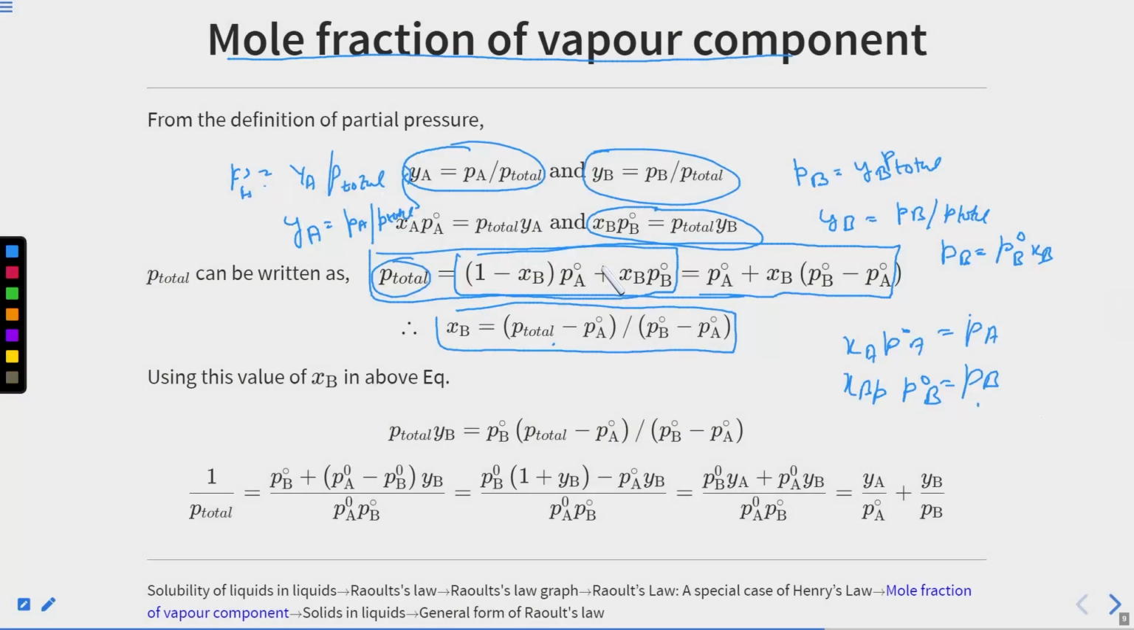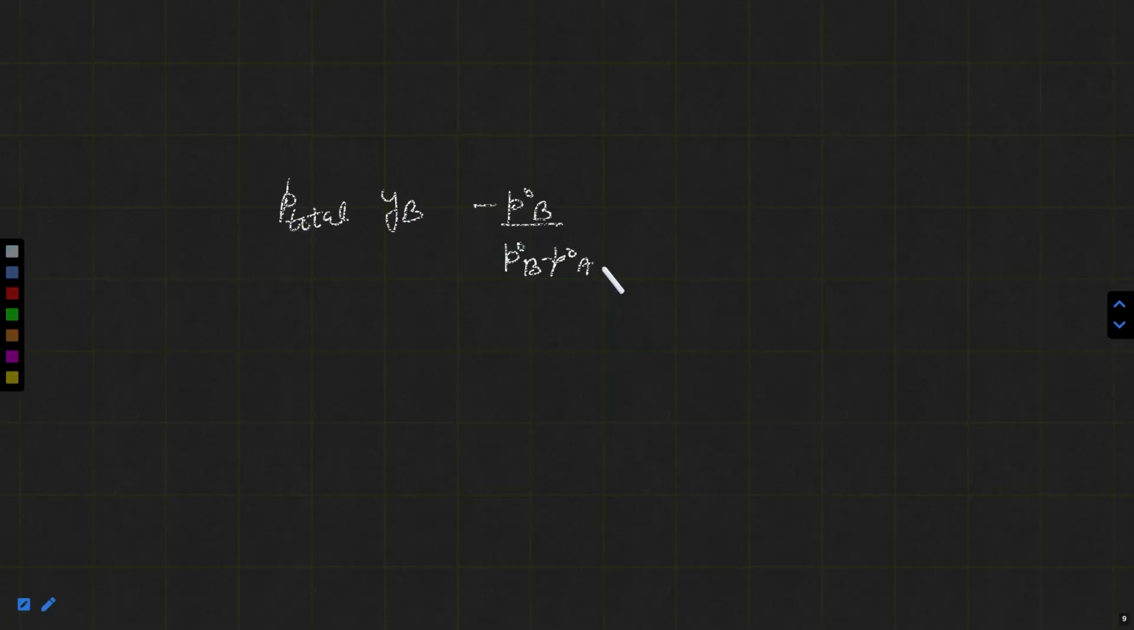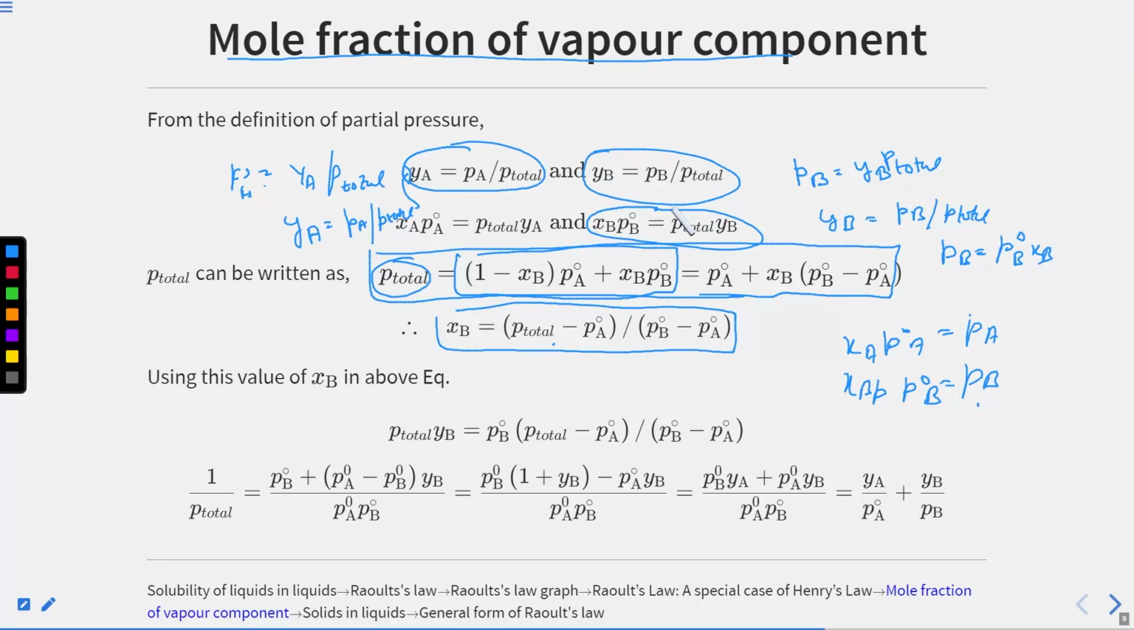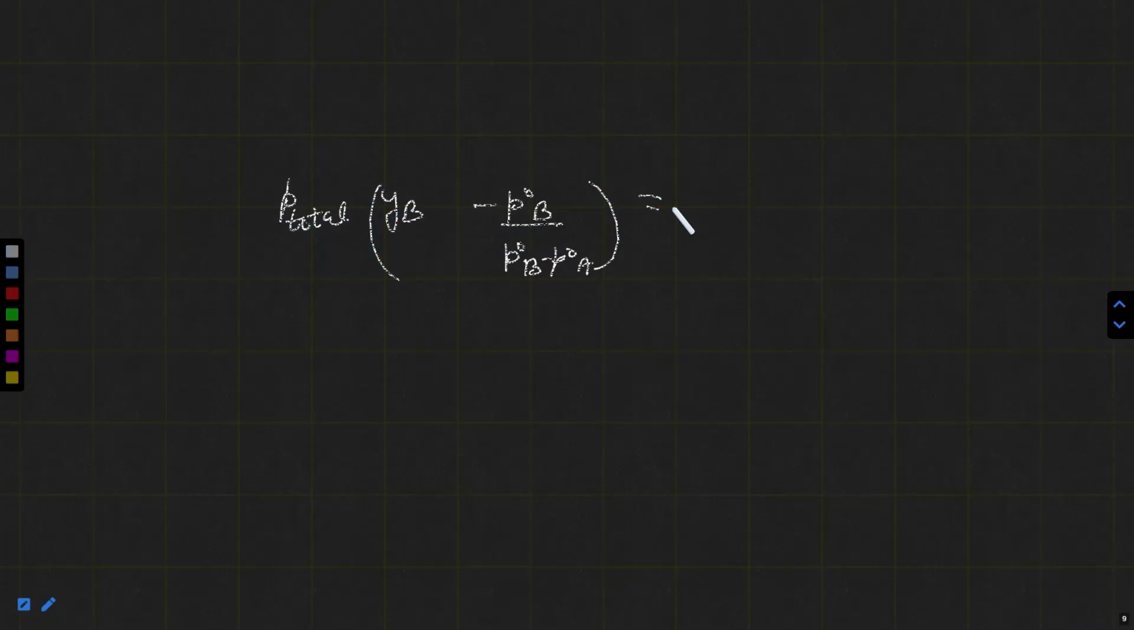Okay. So this will be first. Here P total will be taken common. We will get this. And here what we will have? Here we will have minus P naught A P naught B minus P naught A P naught B by P naught B minus P naught A. So this thing we will get.